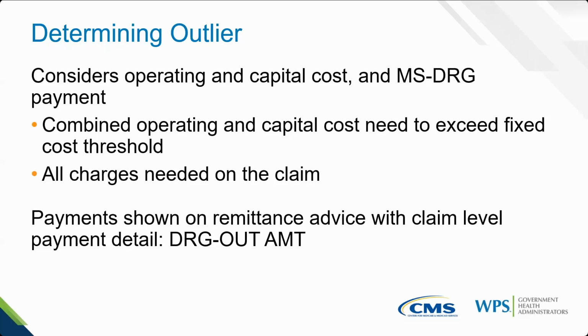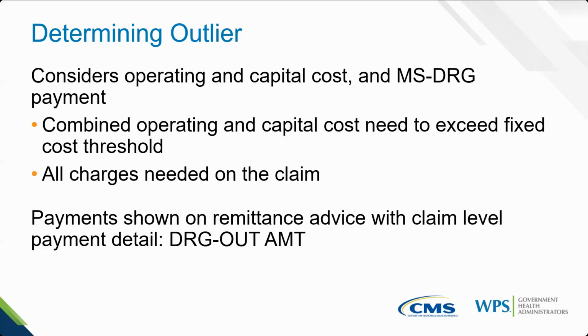Okay. You do need to make sure that all charges are on the claim. Sometimes there's a problem when you adjust claims later and some of the charges aren't there. It can cause other issues. So we want to make sure right at the end when you go to bill your final discharge claim, everything is on that claim. Everything possible should be on that claim. We don't want to have any other issues going on because that's going to definitely affect it. So we want to make sure you're aware of that. Payments on the remittance advice show with an MS-DRG out amount. Out being outlier.